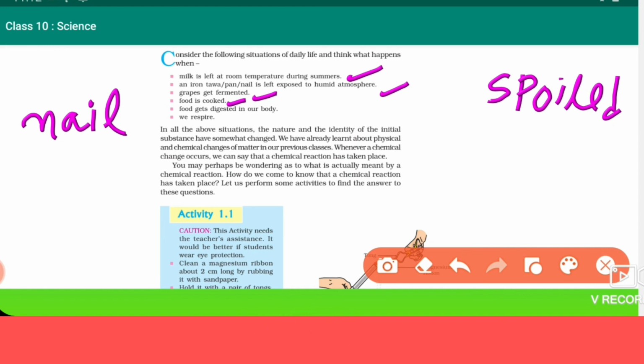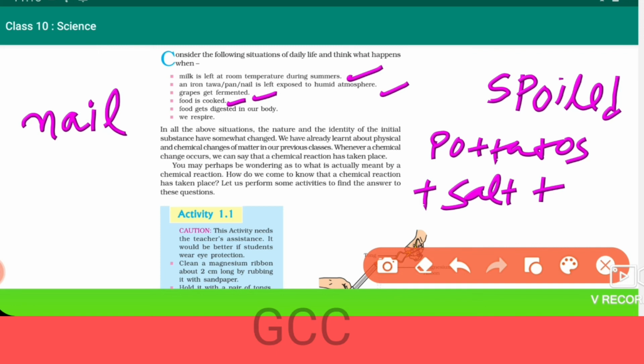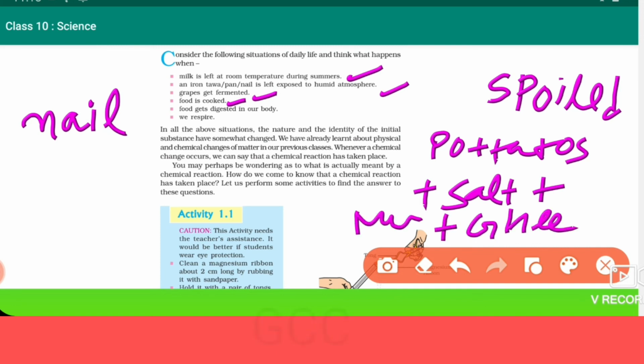Food cooked, when your mother is cooking the food in the kitchen, then this is also a chemical reaction. Suppose you are going to make any vegetables, she is using potatoes, salt, other masalas, and ghee, then they are heating it, and a very tasty vegetable will become. So this is also a chemical reaction.